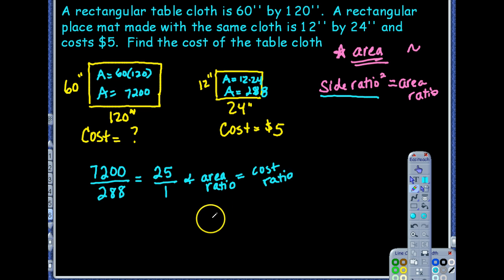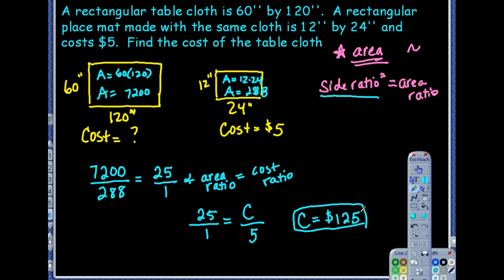So this is obviously the bigger one, so you put 25 over 1 equals, now do we know the cost of the tablecloth? Let's just call it C for cost. We don't know the cost of the tablecloth, over the cost of the placemat, which is $5. So then when you cross multiply, the cost of the tablecloth is $125. Expensive tablecloth! I don't know that I'd want to pay for that. That better be some premium fabric right there. Maybe it has some diamonds or jewels or something.